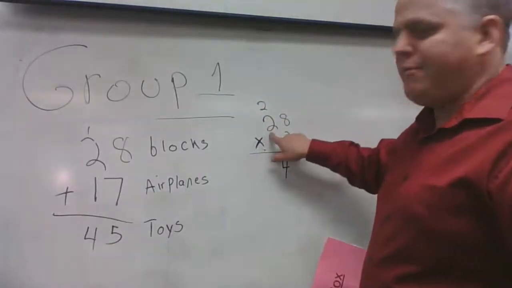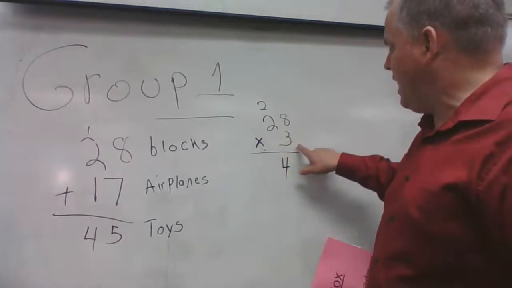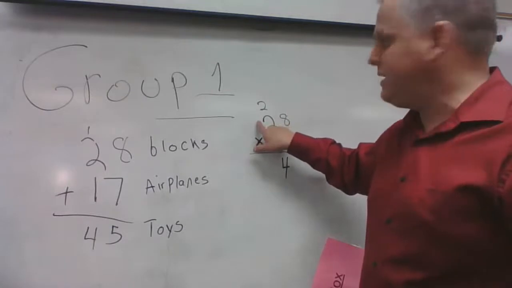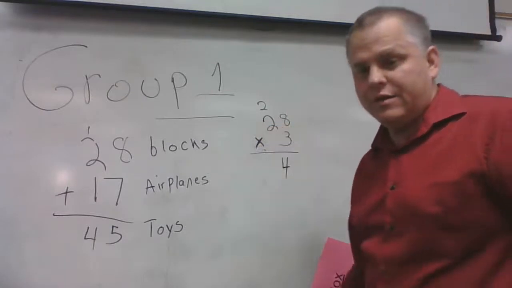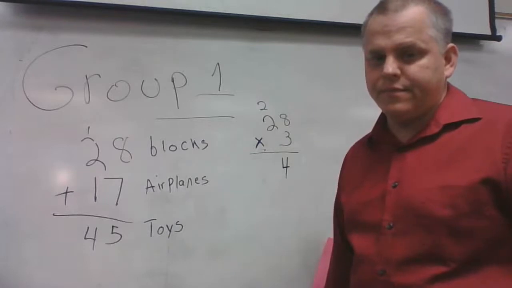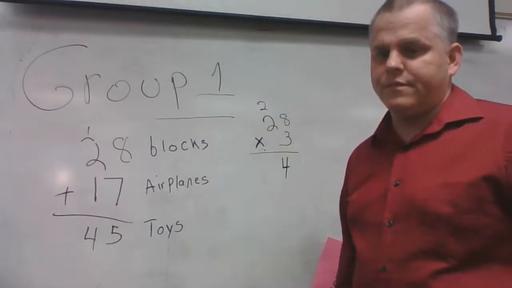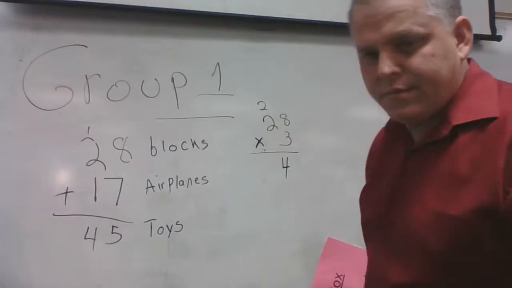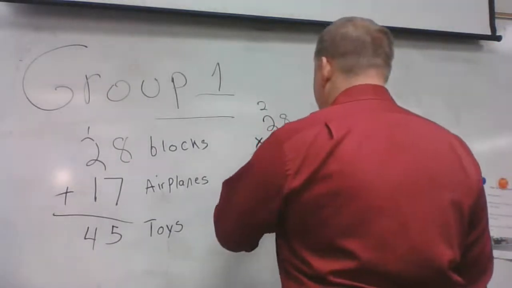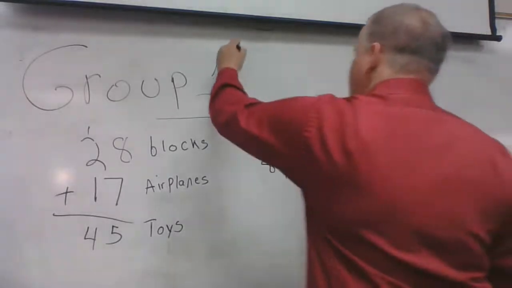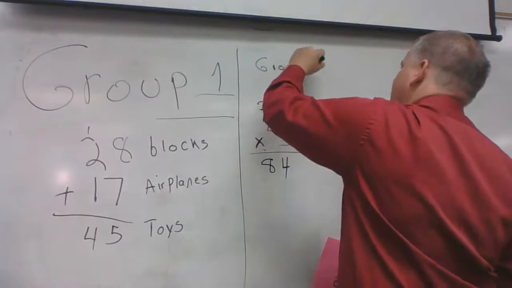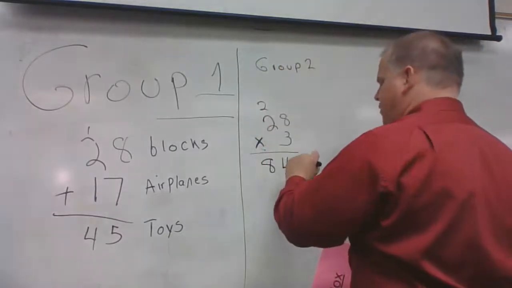Now I'm looking at my tens place value. 3 times 2 plus 2. Right. So group 2 made 84 blocks.